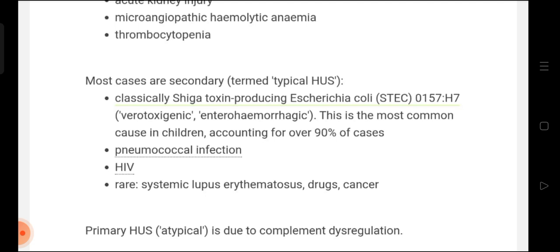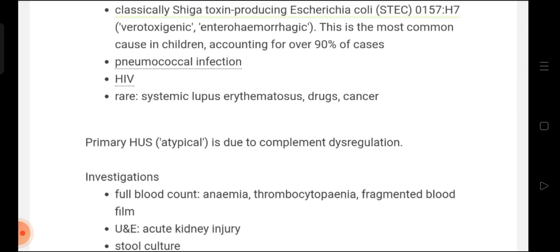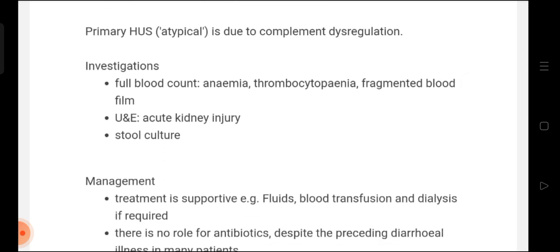Classic Shiga toxin producing E. coli. It is an enterohemorrhagic toxin. This is the most common cause in children, accounting for over 90% of cases. Other causes of typical HUS: pneumococcal infection, HIV, and lupus, drugs, cancer. Primary HUS, which is atypical, is due to complement dysregulation.